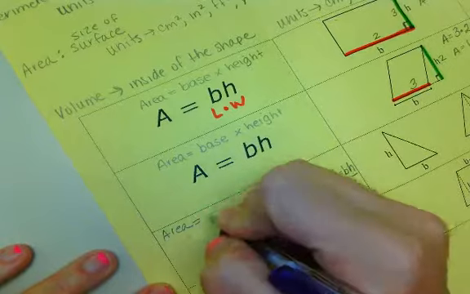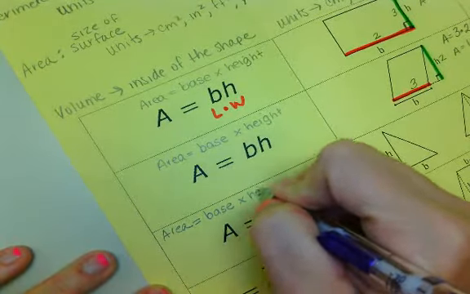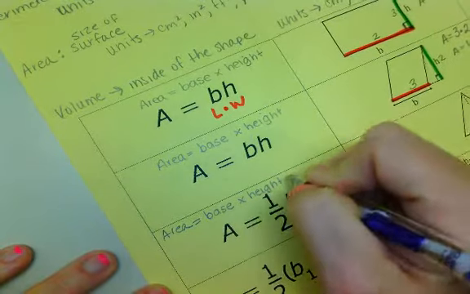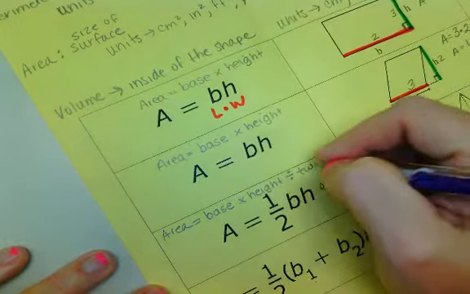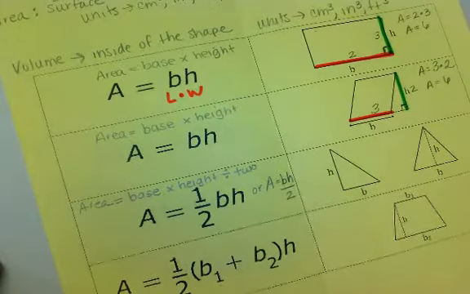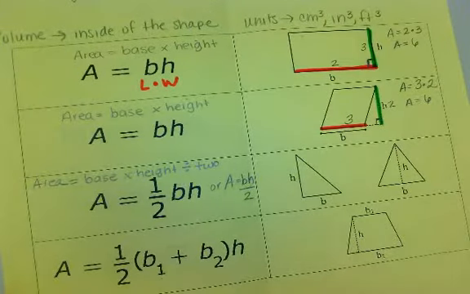Okay, but just know that you're always going to do area equals base times height divided by 2. Okay, so base times height divided by 2. Now, locating our bases is the key. So let's look at that.